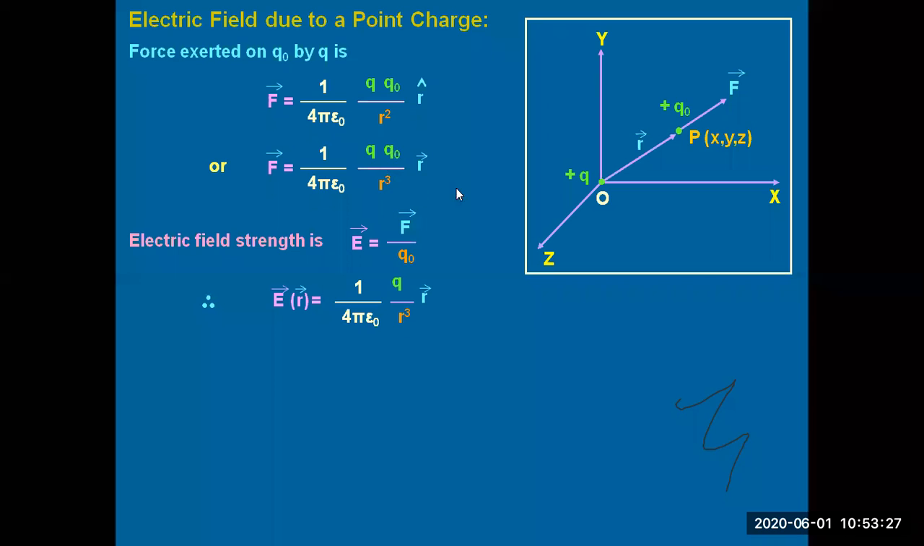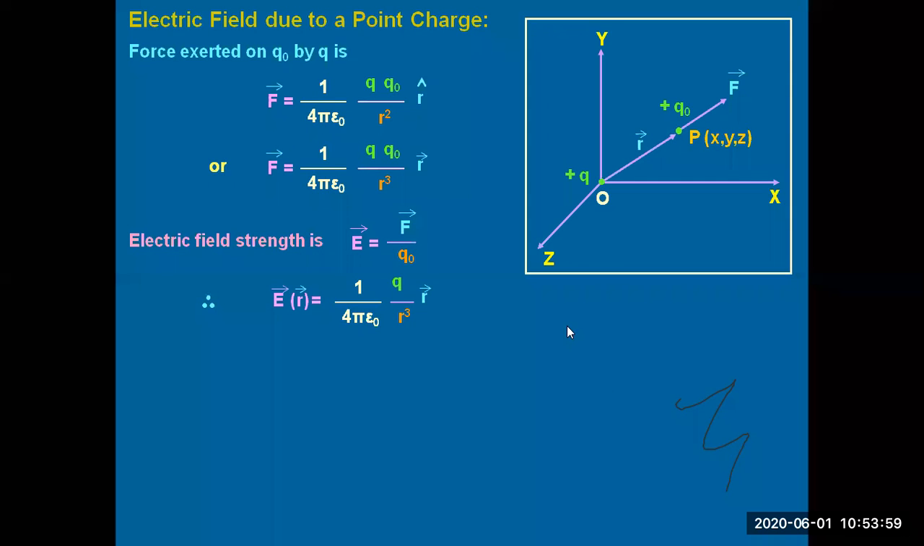Any guesses what happened to this Q naught? Kavishri? It got cancelled, ma'am. Got cancelled. What is Q naught? I told you, it is a test charge. What is its charge value? 0, ma'am. Very good. It is tending to 0, we saw.